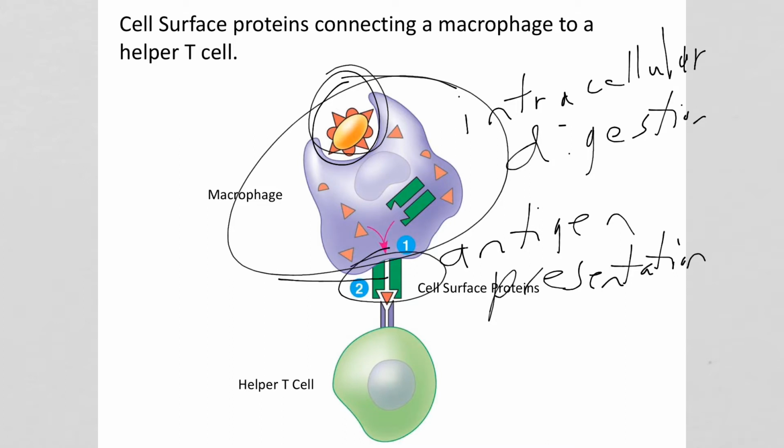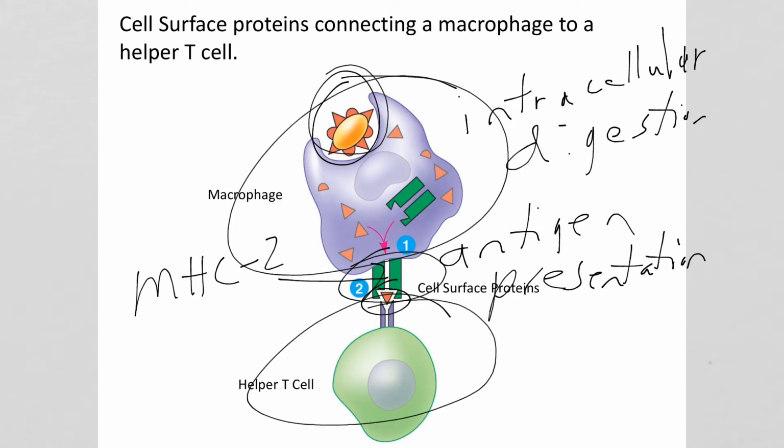So this green structure is called an MHC2 protein. And it's used to present that antigen, which is what we're looking at there, to other parts of the immune system, in particular to helper T cells, in order to make them aware of the presence of the invader and to activate them to go out and attack that invader.